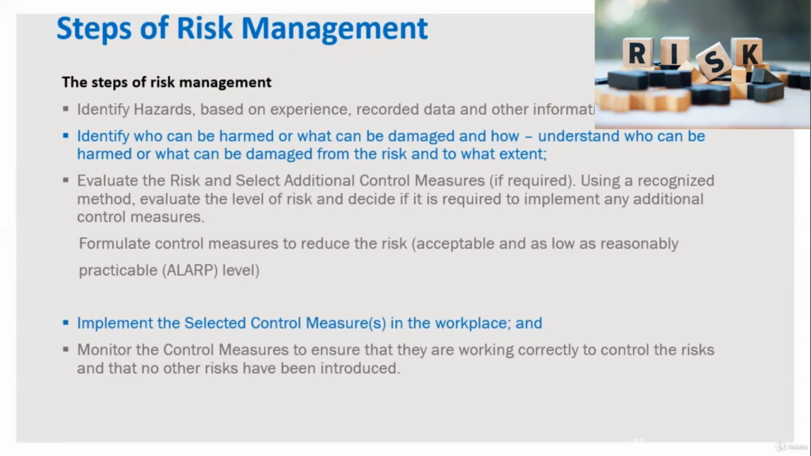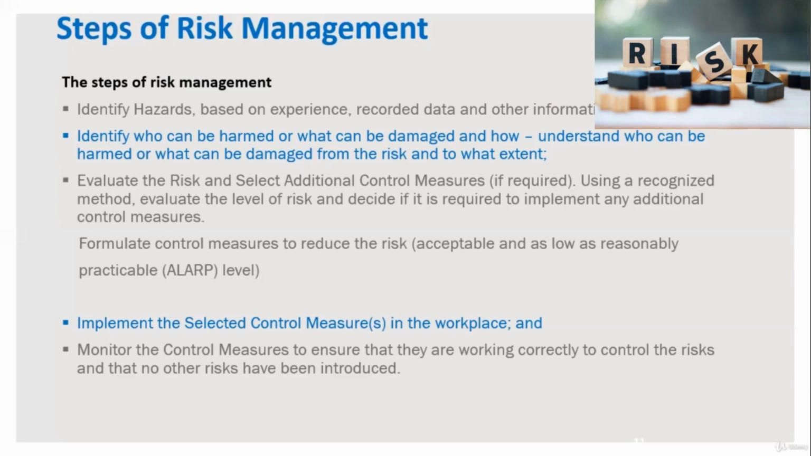Example, acceptance into a low and reasonably practicable. So acceptable as low as reasonably practicable. That is called ALARP. I have discussed it in the beginning. Implement the selected control measures in the workplace.